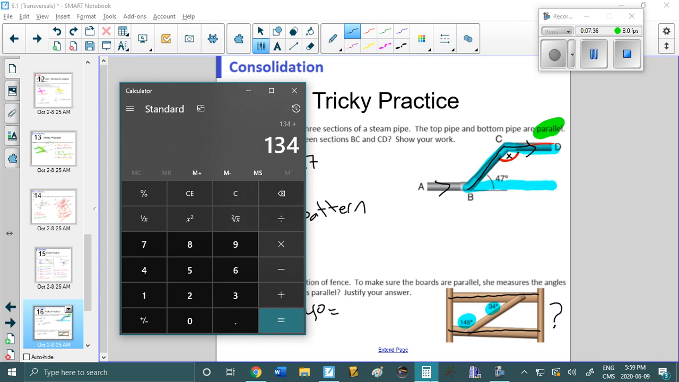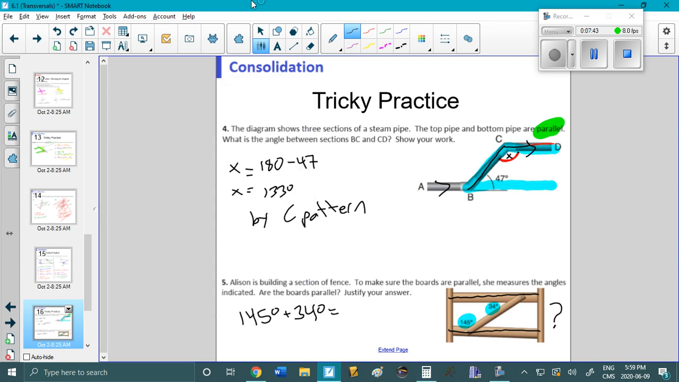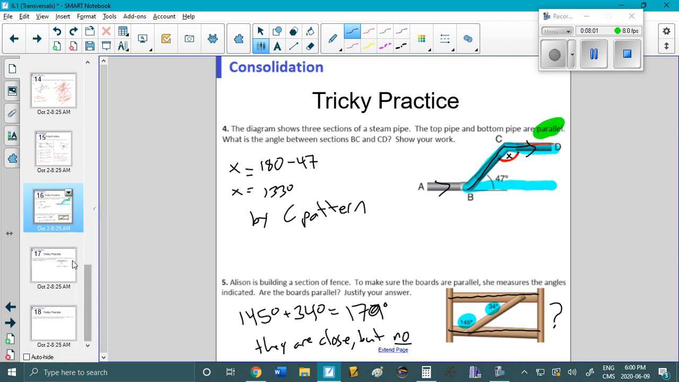145 plus 34, 179. Are they perfectly parallel? They're not. They are close, but no. Very, very, very close. And frankly, that's probably good enough. Unless maybe she's in a fence competition, then it might not be good enough. But they're not parallel.